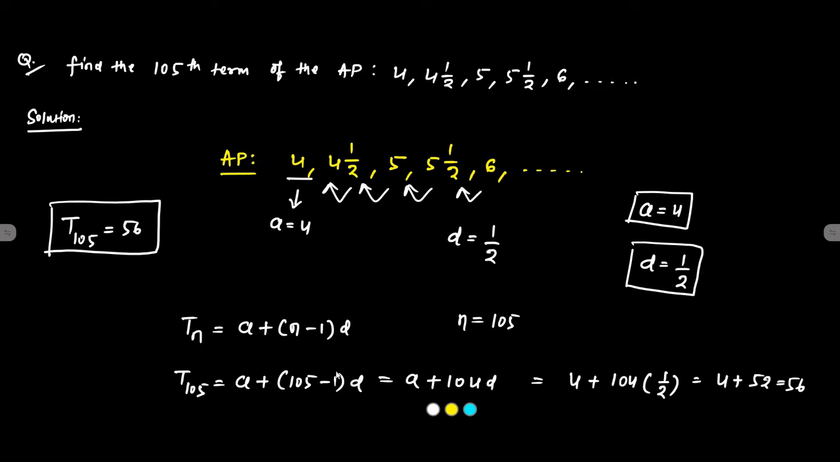So using the nth term, the general term formula for arithmetic progression, using the first term and the common difference, we determine the 105th term.